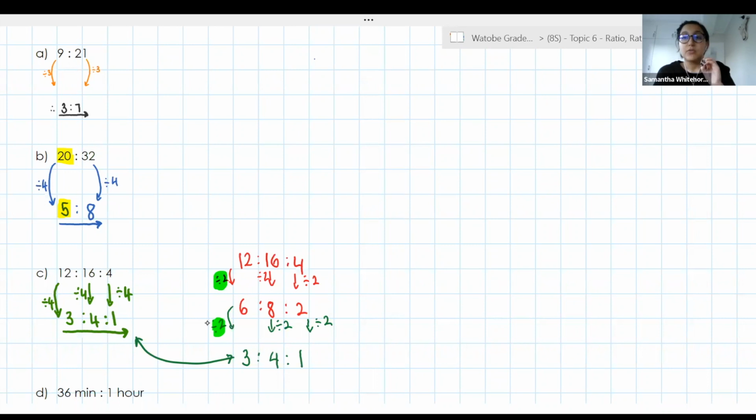Leaving your answer as a ratio of 6 is to 8 is to 2 is not fully simplified. You will not get full marks. You need to divide it by 2 again.